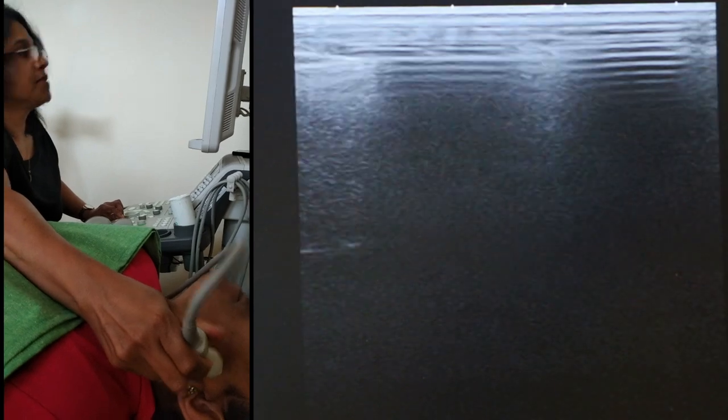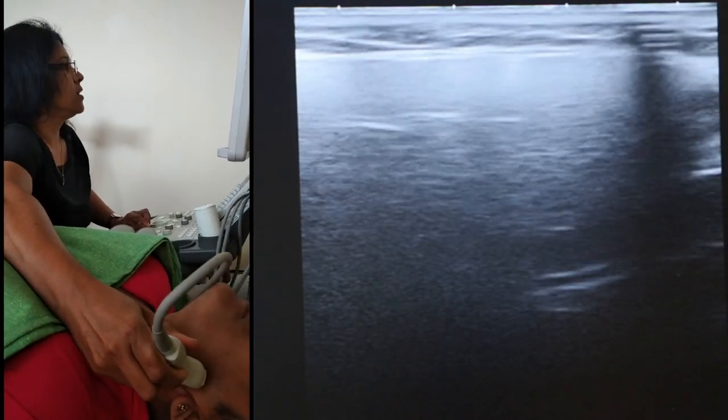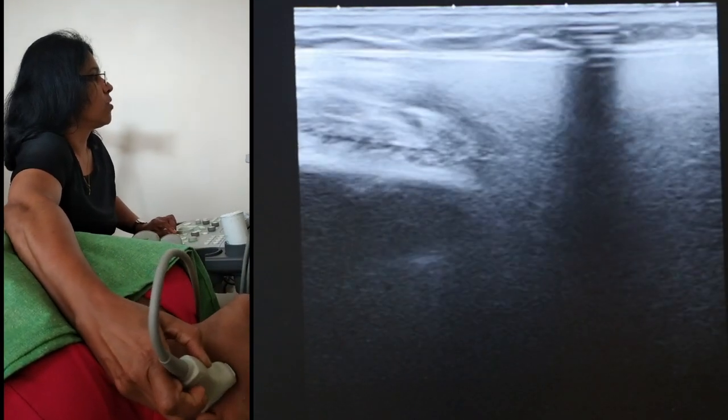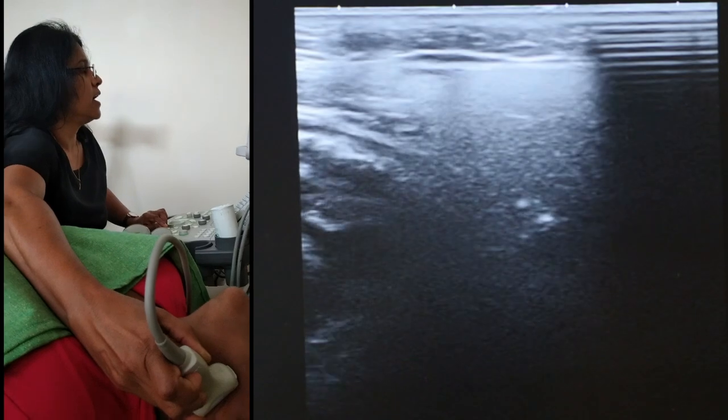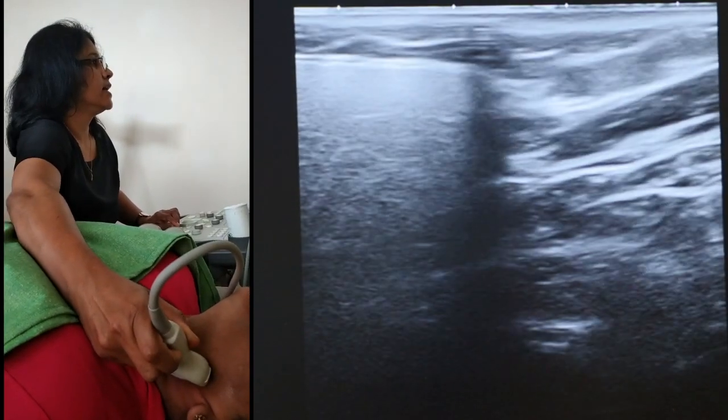I am checking the left parotid gland. Again, this is the upper pole, and this is the lower pole, and this is the longitudinal section. That is the normal echo-density. We can see any focal lesions, duct dilatation, or calcification in the gland.